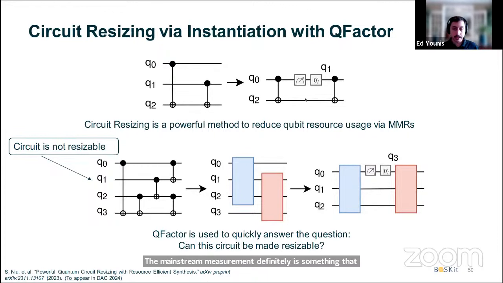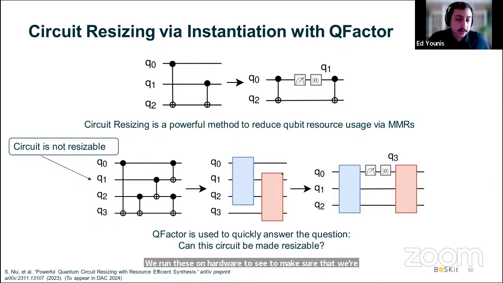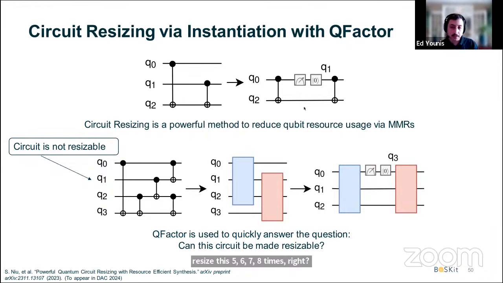If you look at the paper, we examine the cost of this. We run these on hardware to make sure that we're getting improvements. You could technically try to resize this 5, 6, 7, 8 times, right? Say you have a circuit, you insert 20 different mid-circuit measurements into the circuit. Then, yeah, they have a cost associated with them. Definitely, the measurements are not cheap.